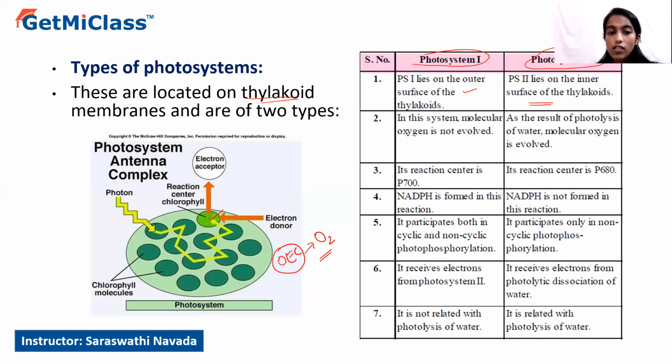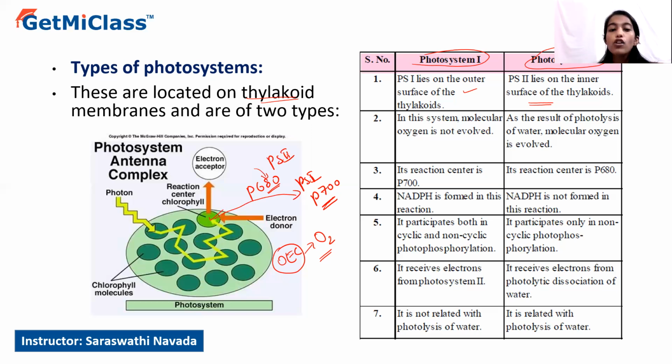And in case of photosystem 1 and 2, the major difference is in their reaction center. Photosystem 2 has a reaction center of P680, where P refers to pigment. 680 means it is the wavelength of light that is absorbed by the chlorophyll A molecule that is present in photosystem 2. Whereas photosystem 1 has a reaction center called P700. That means the photosystem can absorb the wavelength of 700 nanometer during the time of light reaction. Okay. So that is one important difference.